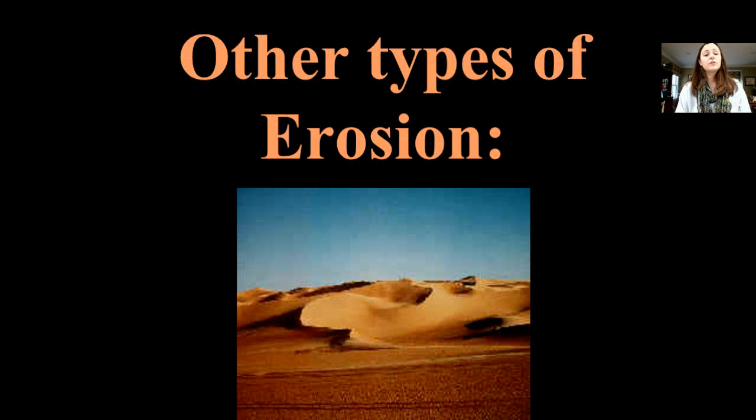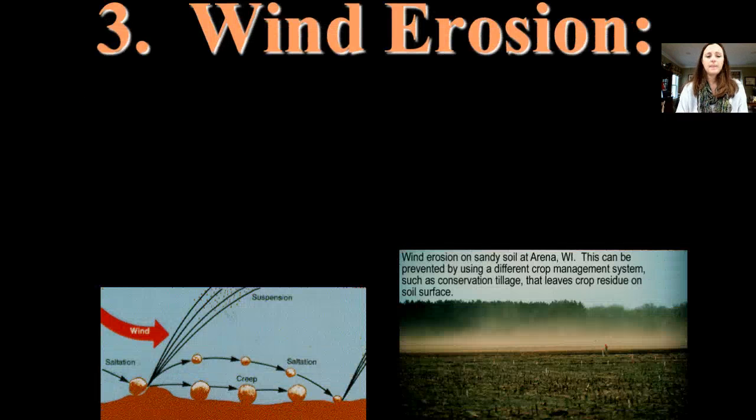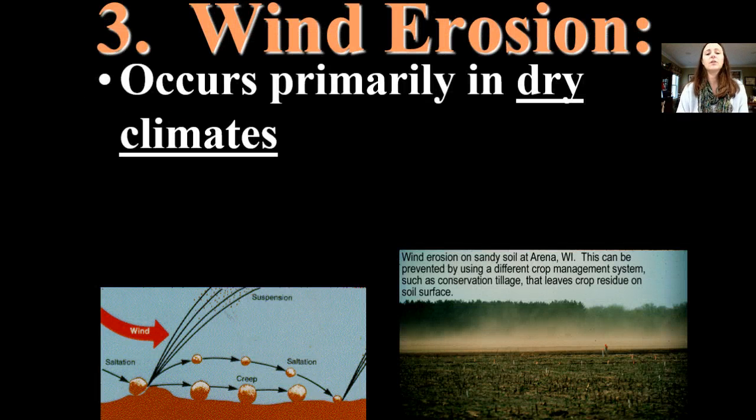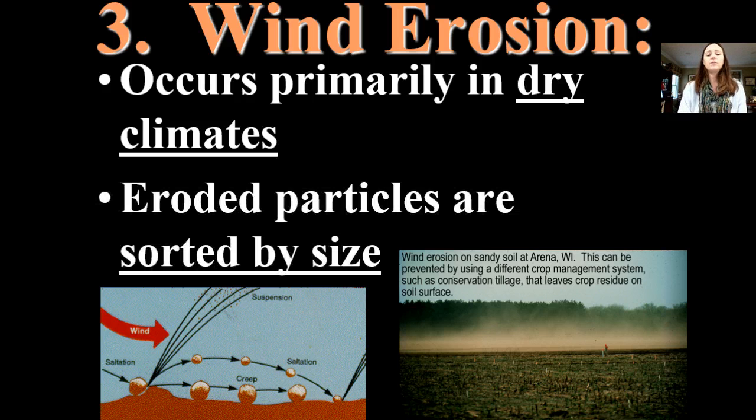Now, there are two other types of erosion. Wind erosion occurs primarily in dry climates, and it is eroded particles that get pulled by the air and carried to another location. You could see it occurring just along the top of the surface in this dry area here. This is wind picking up the sediments and bringing them to another location. The eroded particles are sorted by size.